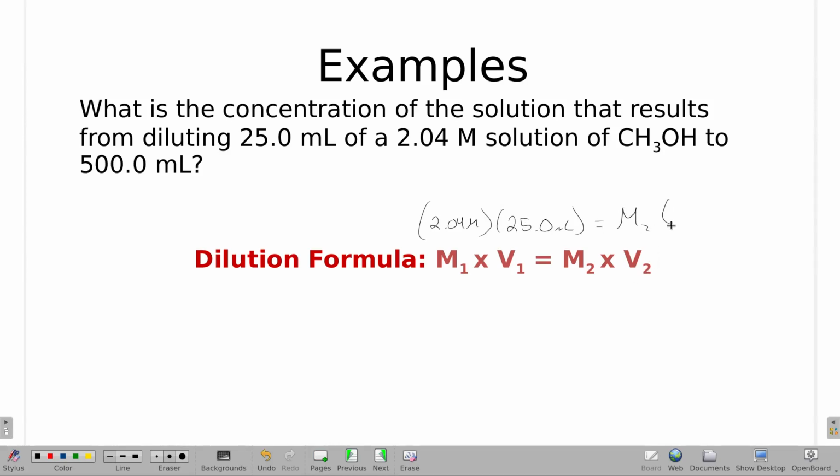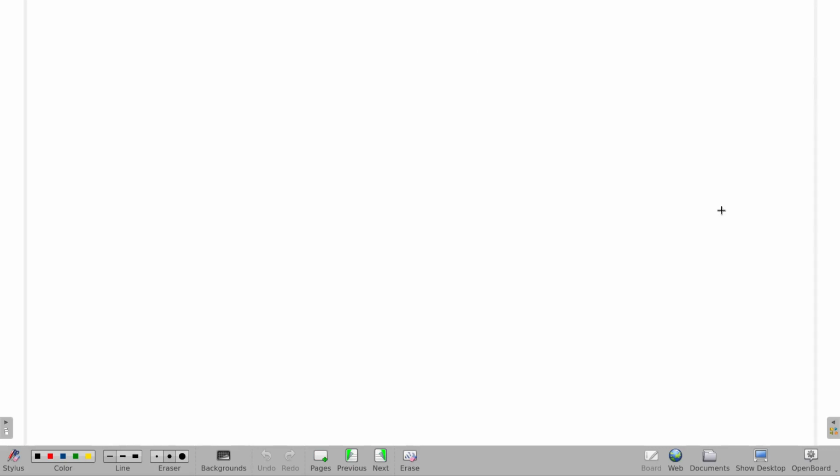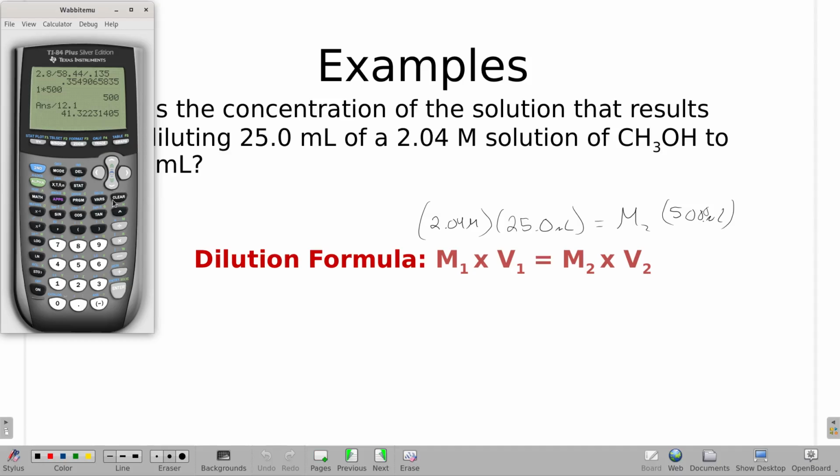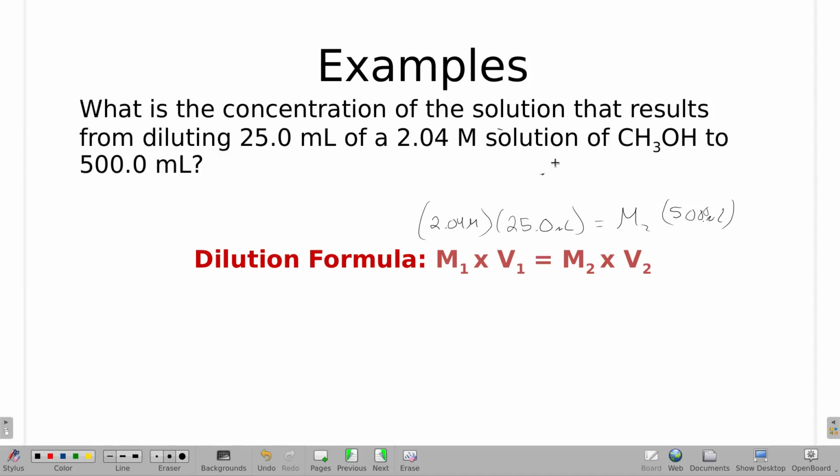And the volume here, we've got to watch out. Sometimes it might say we're going to dilute with 500 milliliters, but it's saying diluting to 500. So our final volume is 500.0 milliliters. So 2.04 times 25 and then divide by 500 gives us a new concentration of methanol of 0.102 molar.